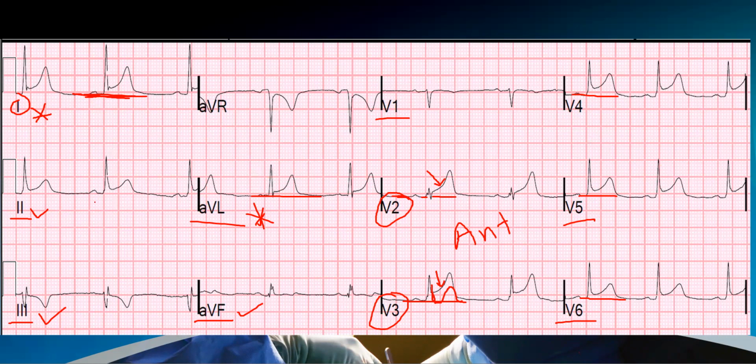After that, just to confirm, you look into the inferior leads. If it's a case of myocardial infarction, if you get ST elevation in the anterior leads, you should always get ST depression in the inferior leads. That is called reciprocal change. And that always happens in case of myocardial infarction. If you don't get that, if you get ST elevation in all the leads, then think about pericarditis.